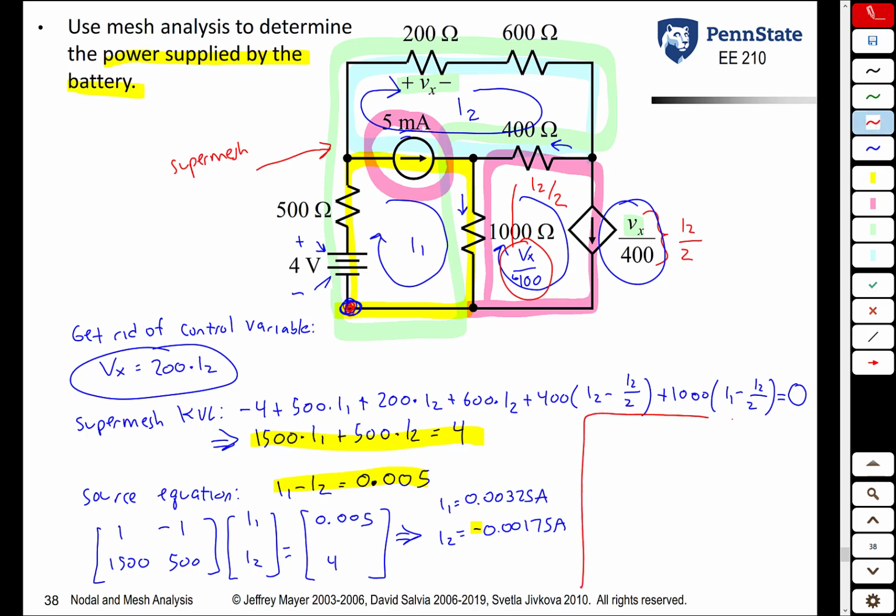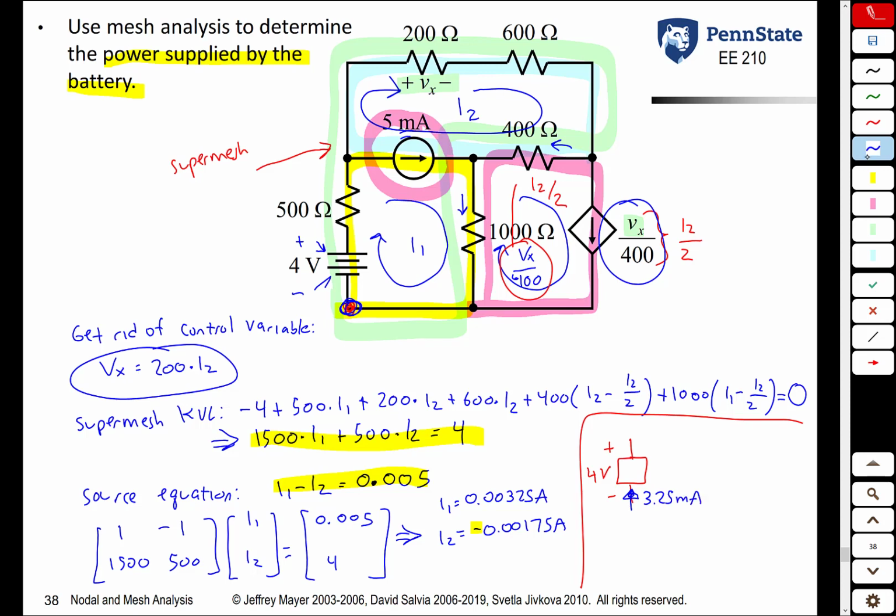We'll do that down here. The voltage across the 4-volt source is, guess what, 4 volts. The current through that 4-volt battery, that battery is part of the yellow mesh. That current is I1, which was 3.25 milliamps, and it's going in this direction here. So that current is 3.25 milliamps.